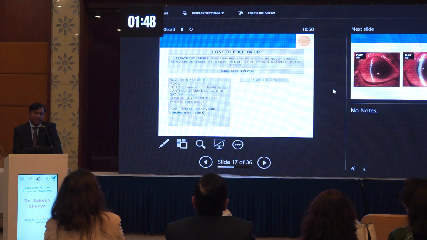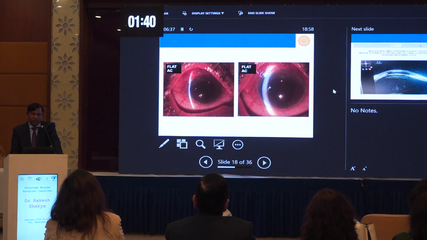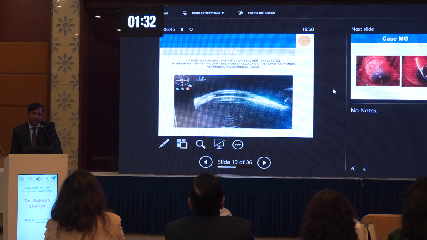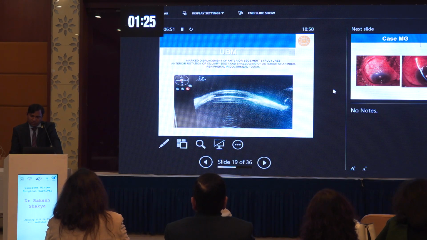I planned the patient for trabeculectomy. The patient had also been operated on for phaco elsewhere. So the patient came to us with a very flat AC and with pain also. The IOP was very high, and you can see the uvea also, the anterior segment going toward the anterior side.